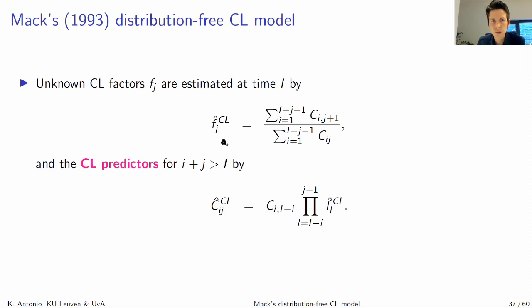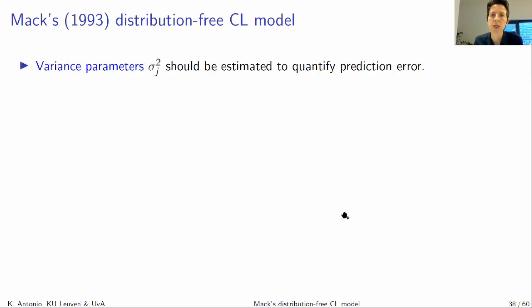Then if I have these estimates for my development factors, ultimately my chain ladder predictor for a cell in the lower triangle will be constructed by multiplying the cumulative amount on the most recent diagonal with the appropriate development factors. So that's nothing new. It's just a bit of a formalization of the kind of thinking that we've been explaining in our discussion on the chain ladder strategy. So where do the new things come in?